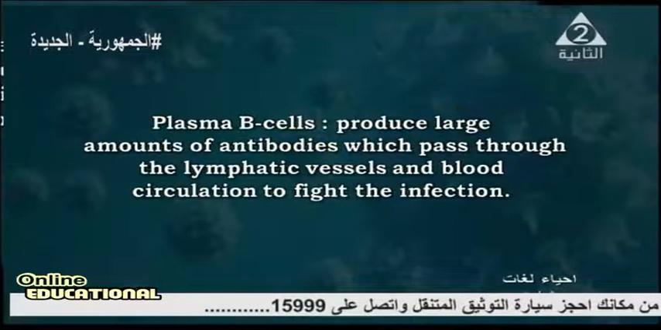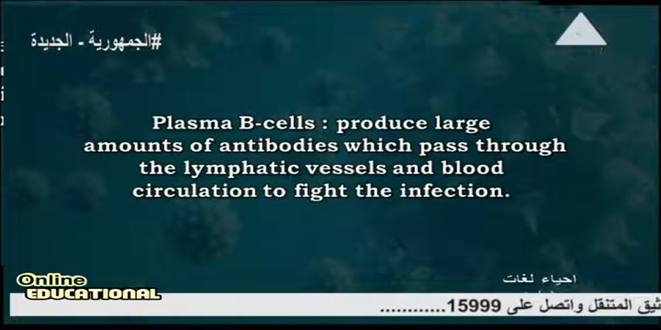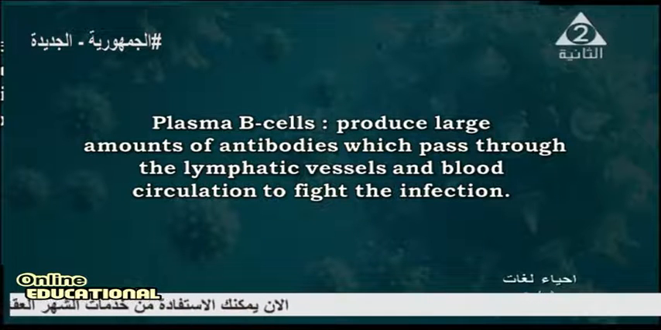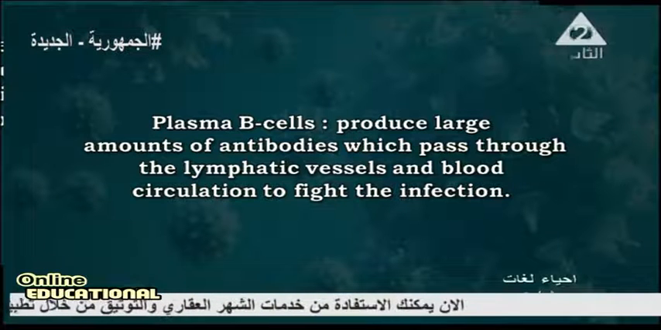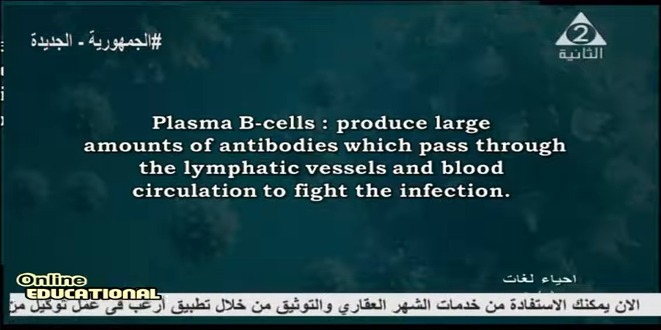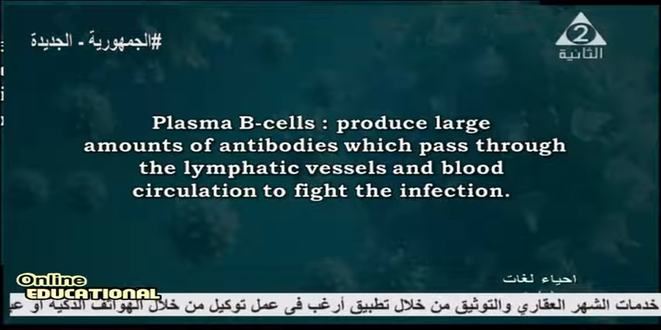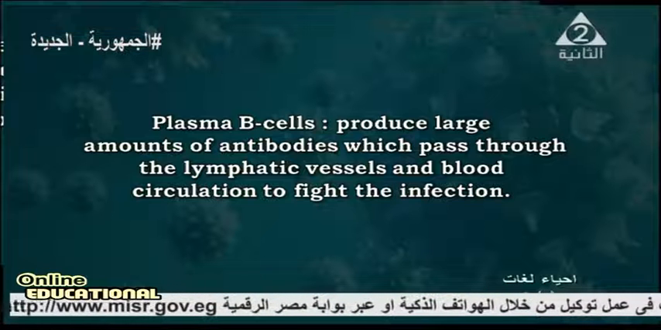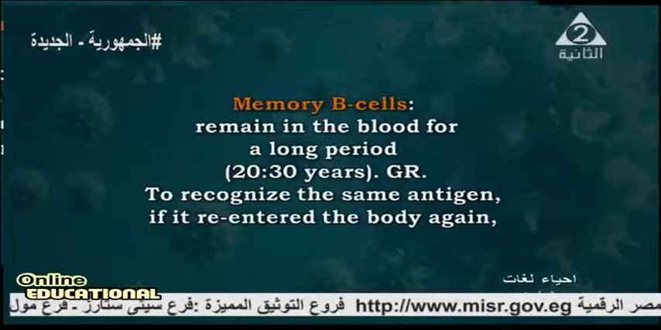protein. Plasma B cells produce a large amount of antibody, which passes through the lymphatic vessels and the blood circulation to fight the infection. This is the pathway. What happens when infected by microbes? This is the role of the lymphatic vessels to overcome this.